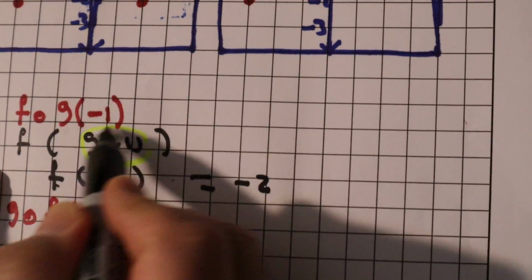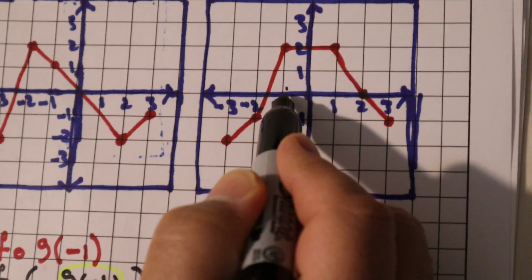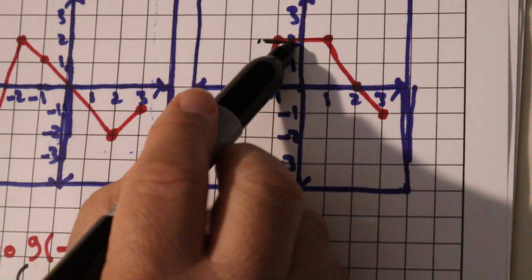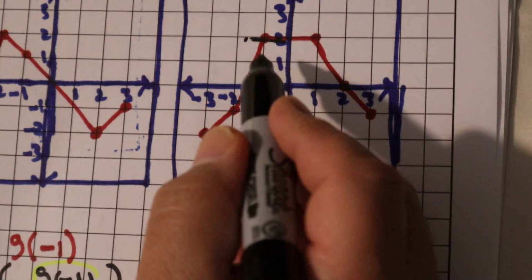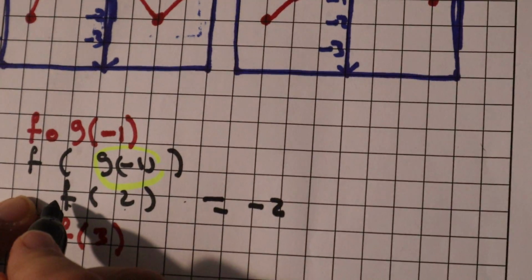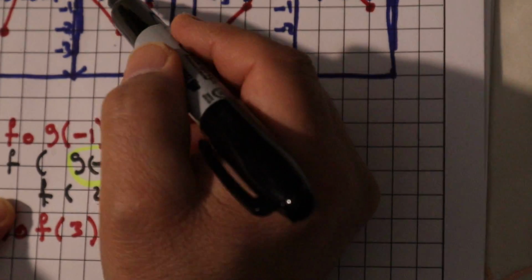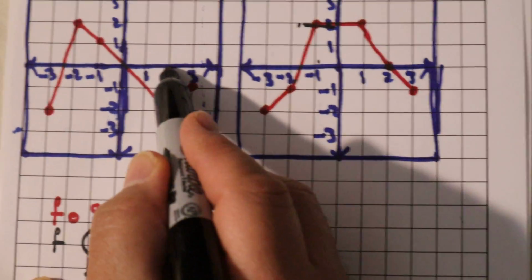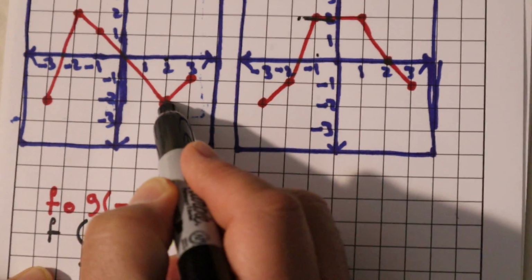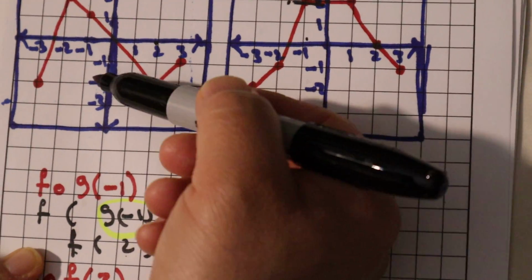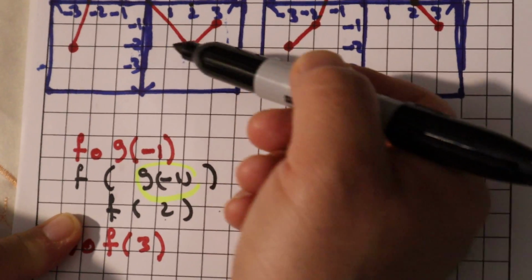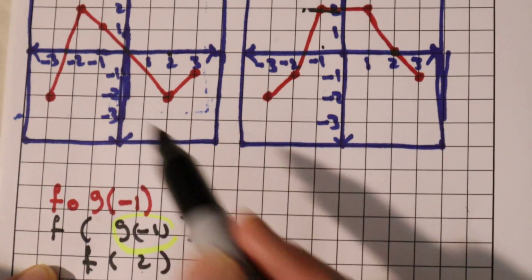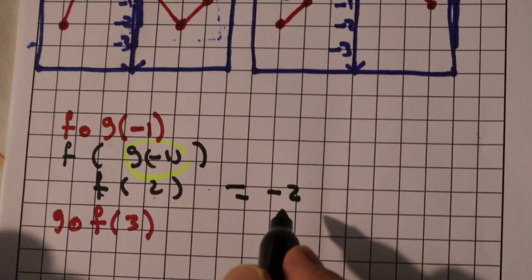Again, look for g of -1. Here is -1. Go up to meet the graph, look at y, and it's 2. And now we bring 2 into function f. Where is 2 over here? It's over here. Go down to meet the graph and look at the y-axis to find the value of function f at x equals 2, which is -2. So the answer of this question is -2.